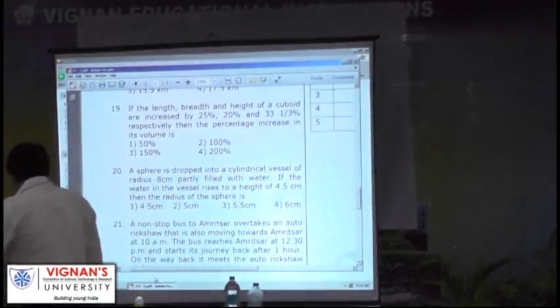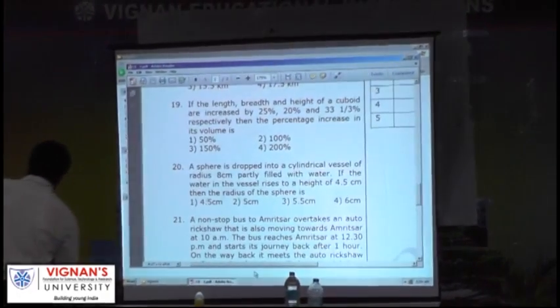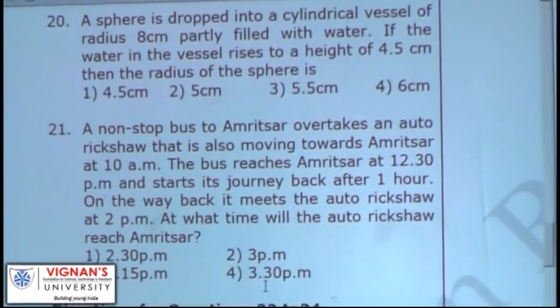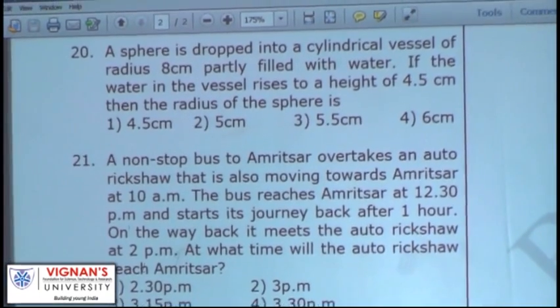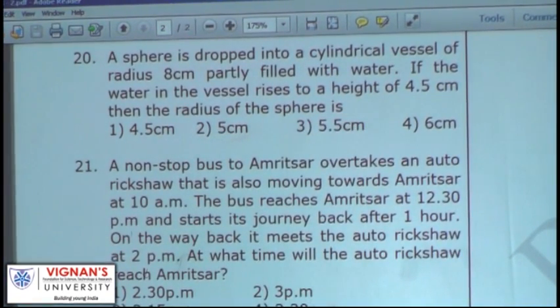Next one. A sphere is dropped into a cylindrical vessel of radius 8 centimeters, partly filled with water. The water in the vessel rises to a height of 4.5 centimeters, and the radius of the sphere is? A sphere is dropped into a cylindrical vessel.